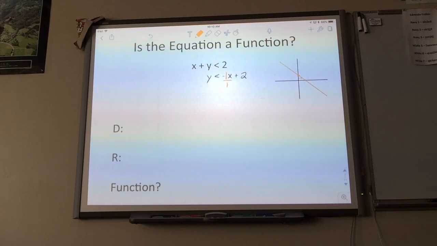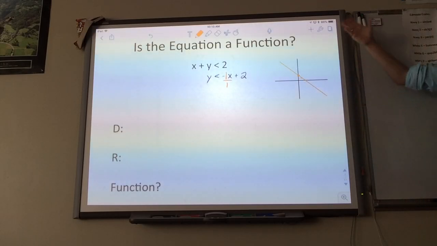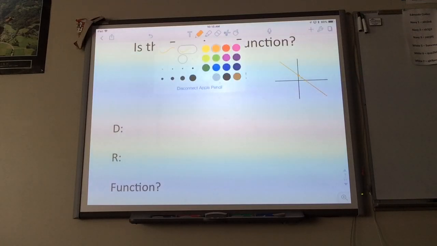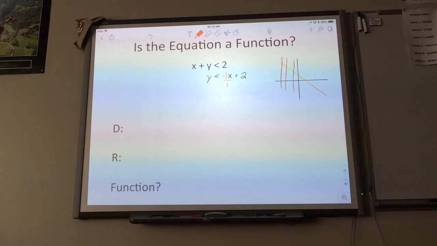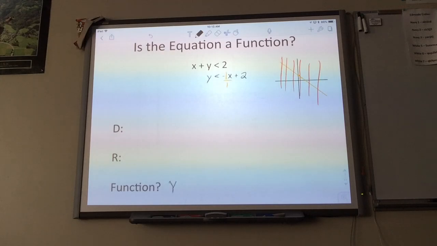Okay, so once we have that graph, even if it's not exact, we know at least what the shape is. It's a line. So if I drew a bunch of vertical lines, would I ever cross this line more than once? No. If I drew a vertical line here, here, here, here, I would only cross it once each time. So the first answer is down at the bottom. Yes, this is a function.